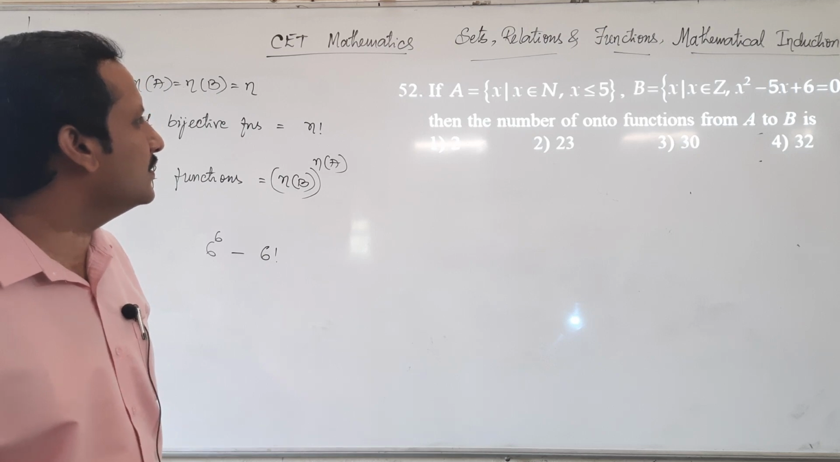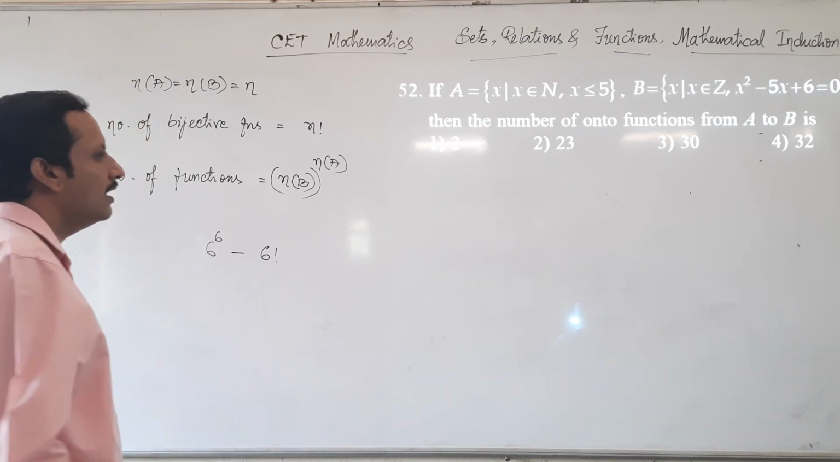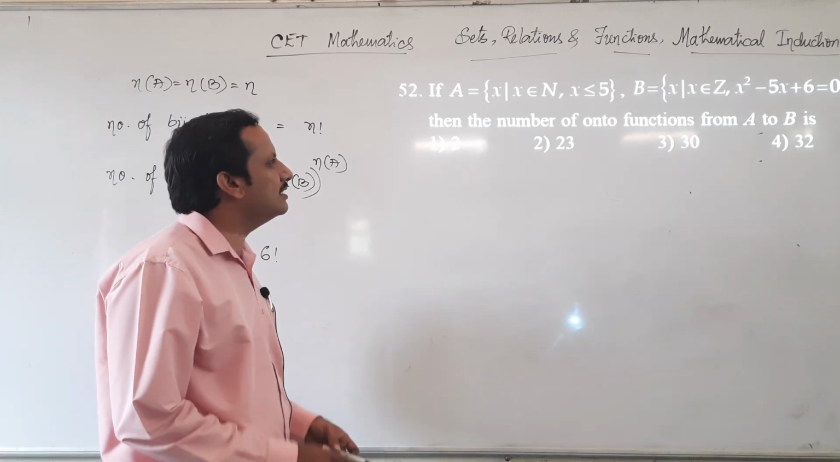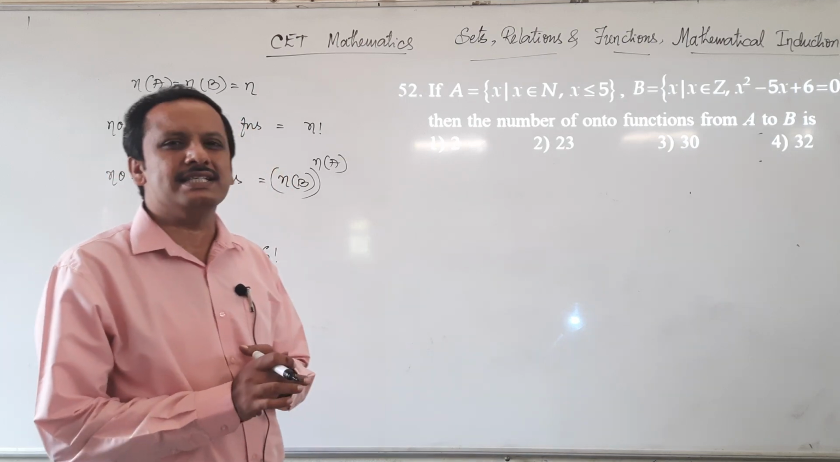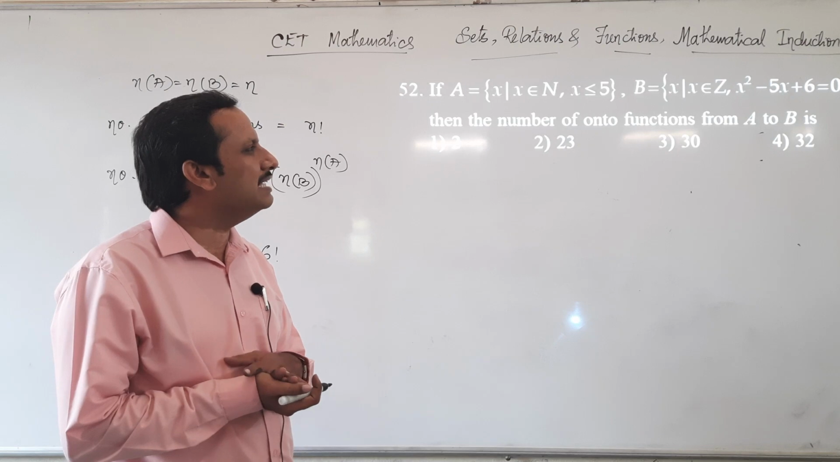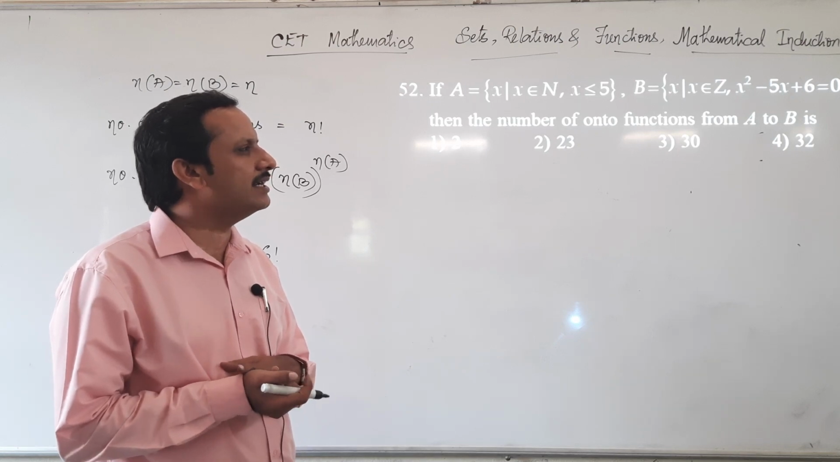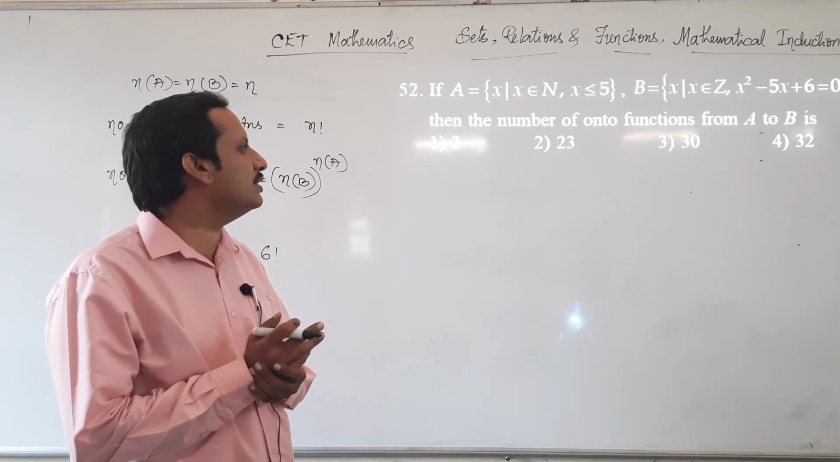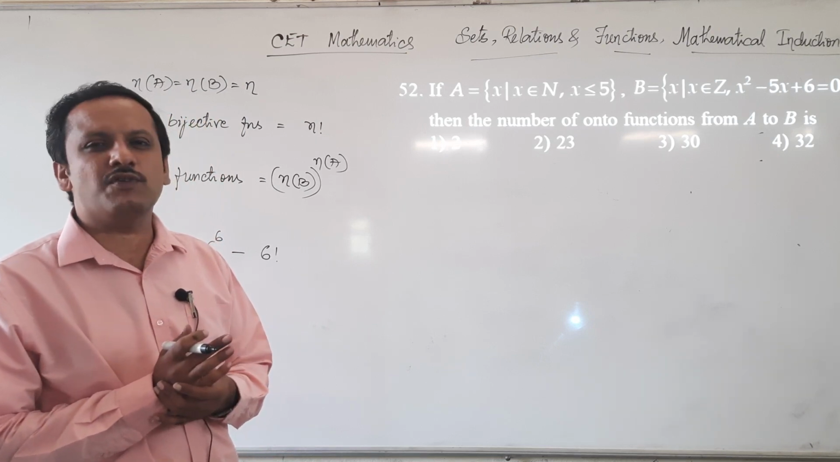So the 52nd question. If A is equal to {x : x is a natural number and x is less than or equal to 5}, B is {x : x belongs to Z and x square minus 5x plus 6 equals 0}, then find the number of onto functions from A to B.